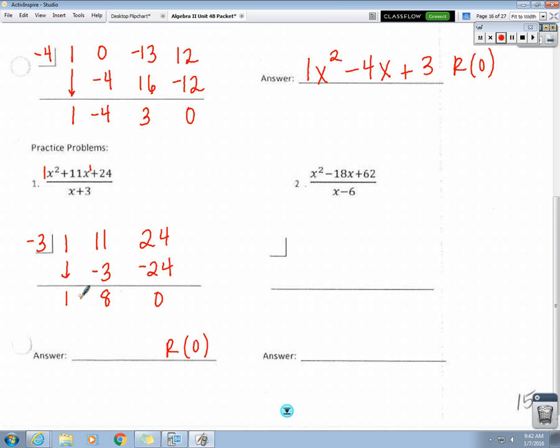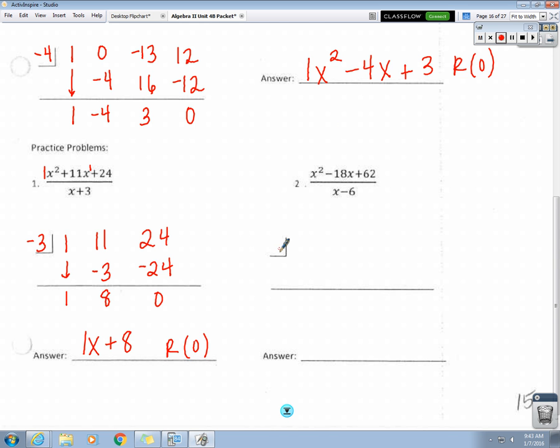What do we do with these two numbers? Right, since this was x squared, our answer starts out as x to the first, and it has a 1 beside it, which you really don't have to write, and then +8. Okay, let's try one more.